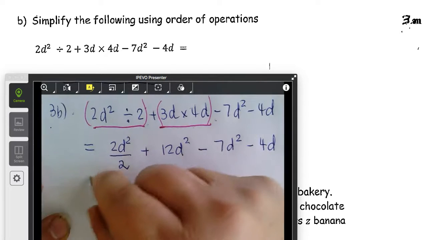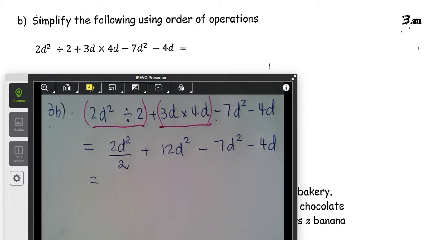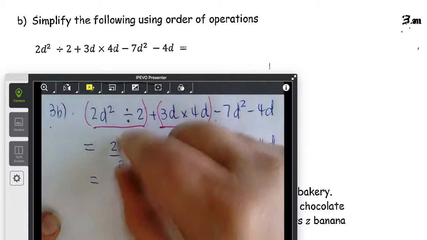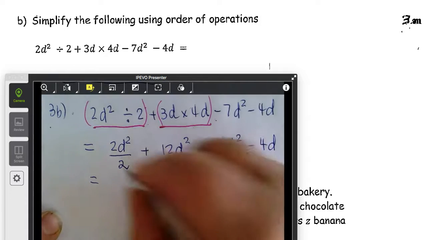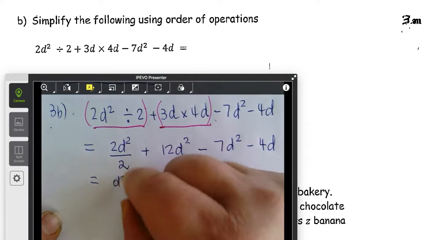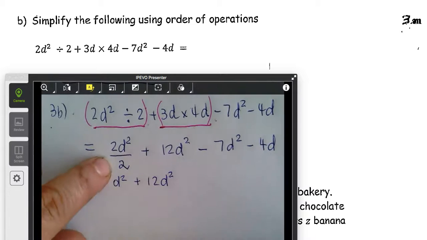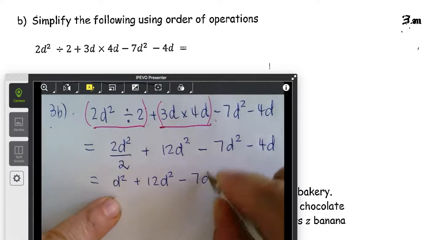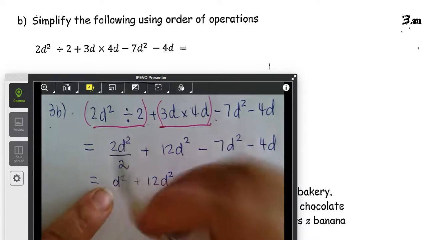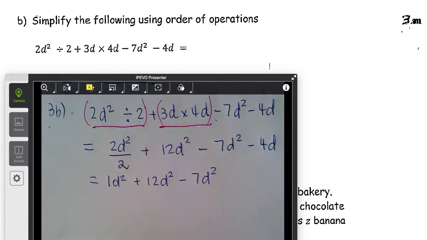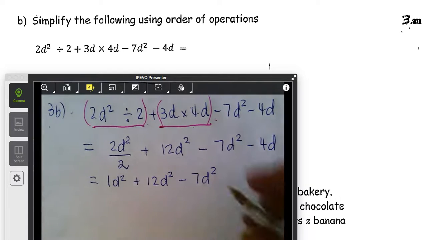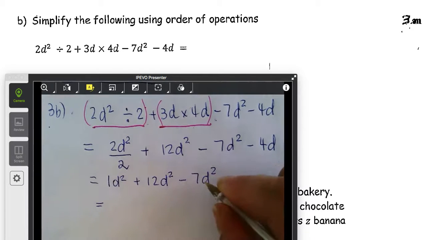Now, girls, what is 2d squared divided by 2? What do I do with the 2's? 2 divided by 2 is 1. So it just equals 1d squared, plus 12d squared minus 7d squared. Good. So we've got 1d squared. I don't mind writing it as 1d squared plus 12d squared. It's 13d squared minus 7d squared. 13 minus 7 is 6d squared.